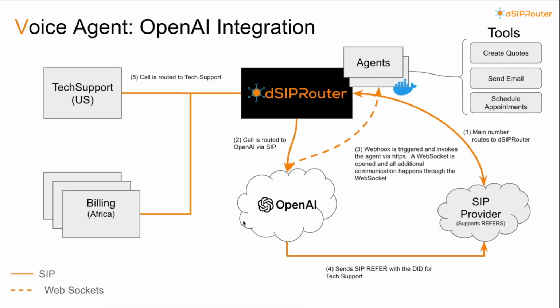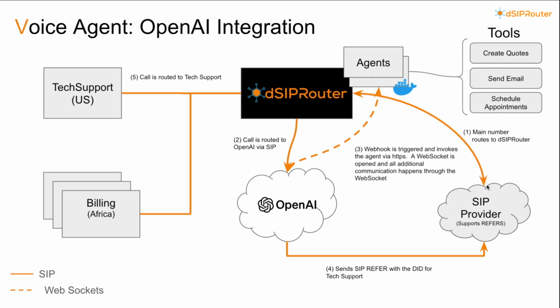So let's start with this picture here. You have a SIP provider, you have OpenAI, and then you have dSIPRouter. dSIPRouter ships with a Docker container environment, or Docker runtime environment, and all of the agents are running as containers within that Docker environment.